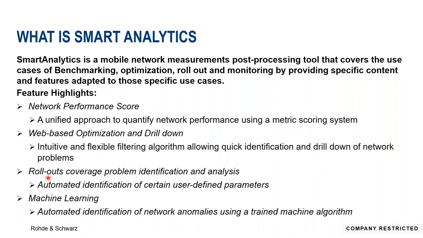Then of course we have automatic coverage problem identification. We can set a certain threshold. Let's say the threshold is less than minus 110 dBm for RSRP, then we can immediately highlight those areas that are below that coverage level, so that the operators can know where they are lacking in those areas.